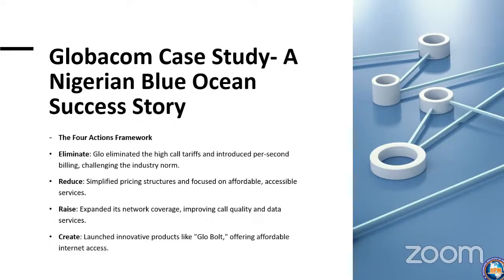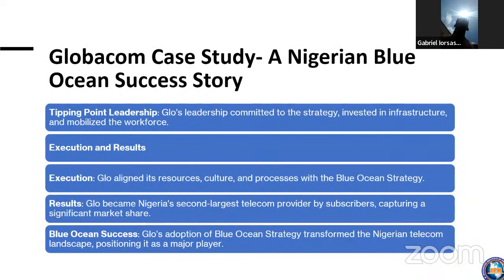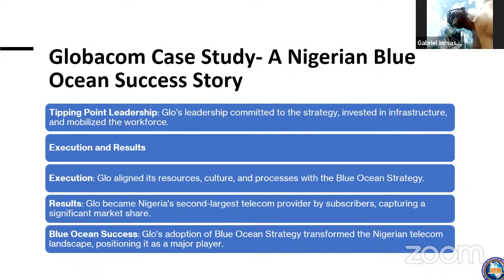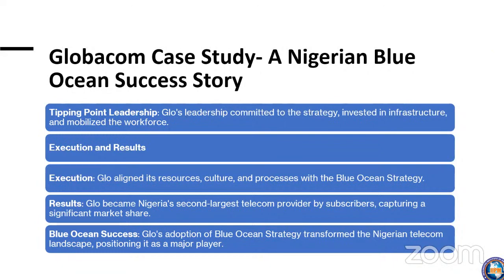challenging the industry norm. Reduce: they reduced cost on affordable, accessible services. Raise: they expanded their network coverage, improving call quality and data services. Create: they launched innovative products like Glo Bolt, offering affordable internet access. The tipping point leadership: Glo's leadership committed to the strategy, invested in infrastructure, and mobilized the workforce. The execution and results. Execution: Glo aligned its resources, culture, and processes with the blue ocean strategy. The result is that Glo became Nigeria's second largest telecommunication provider by subscribers, capturing a significant market share.